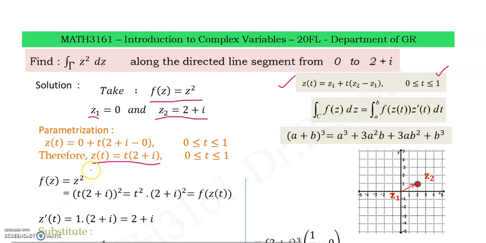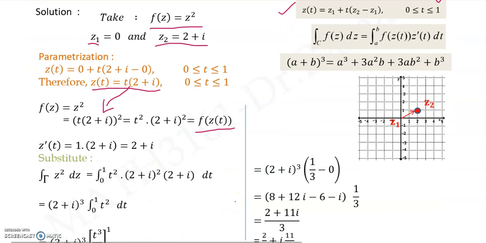Now what is z of t? See here, z of t is t times (2 plus i). You substitute here, so z squared is equal to t times (2 plus i) whole squared, which means t squared multiplied by (2 plus i) whole squared. This is called f of z of t, which we need to substitute in the integration. Next, what is z dash of t?